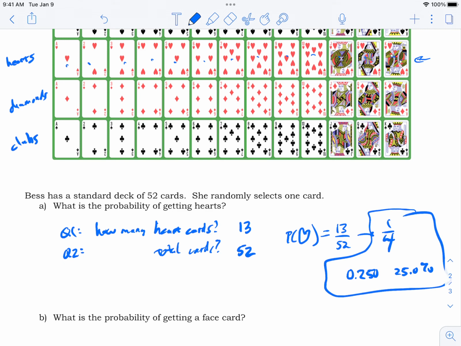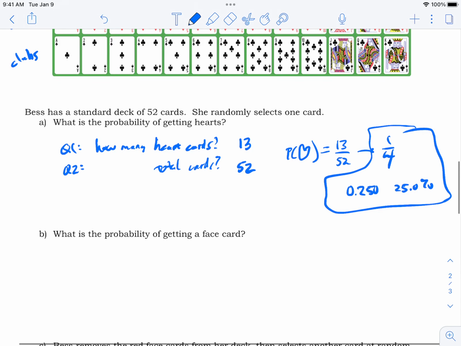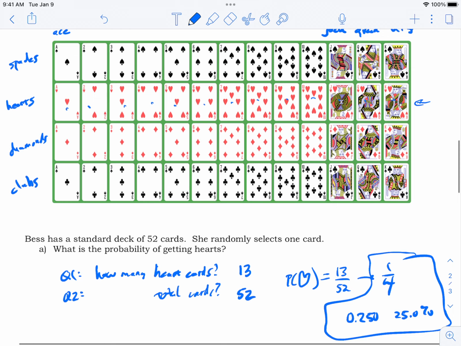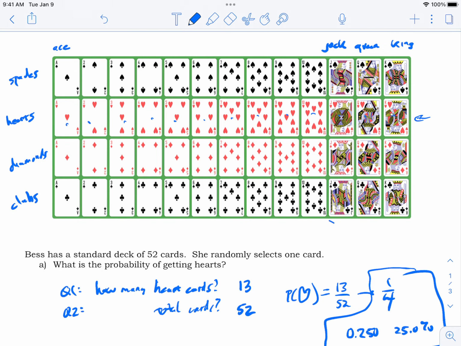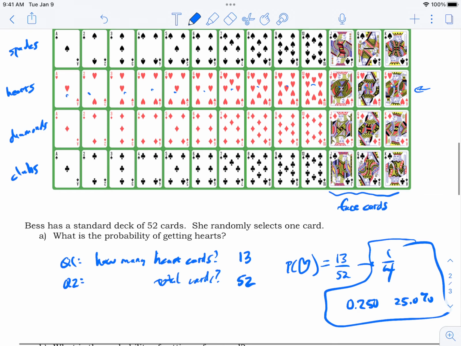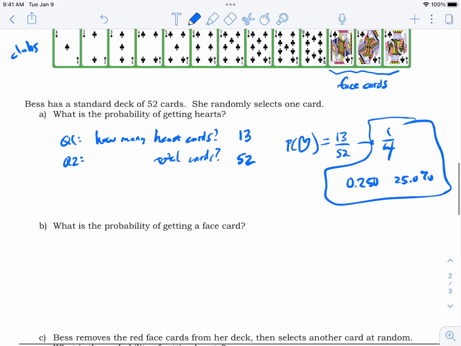Now, what is the probability of getting a face card? So part of what we're doing here is introducing terminology. All of these things, the jacks, the queens, the kings, notice they've got faces on them. And so we call them the face cards. So how many are there? There's 1, 2, 3, 4, 5, 6, 7, 8, 9, 10, 11, 12 face cards. So there's 12 face cards in a deck of 52.